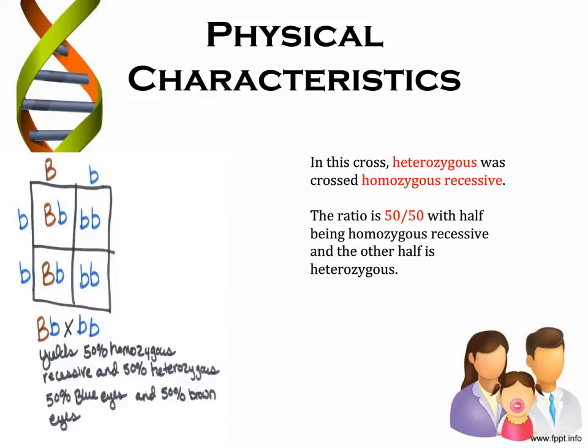On this Punnett square, I performed a cross between a homozygous recessive individual and a heterozygous individual. As you can see, there's a 50-50 ratio between the homozygous recessive and the heterozygous. Two of the children or offspring will have brown eyes, and the other two will have blue eyes. So, a 50-50 ratio.